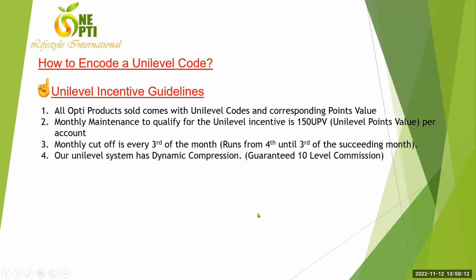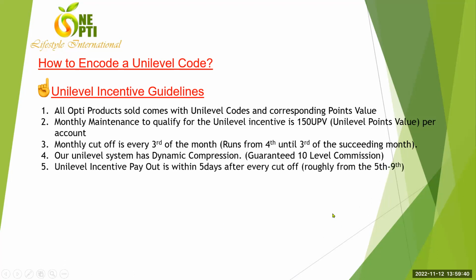Now, our unilevel system has dynamic compression. So this guarantees that you always get 10 level commission. Again, this applies if you have more than 10 levels of team or network. Of course, if you only have your first and second level, you will not get 10 level commission. This only applies if you have more than 10 levels of network or team.